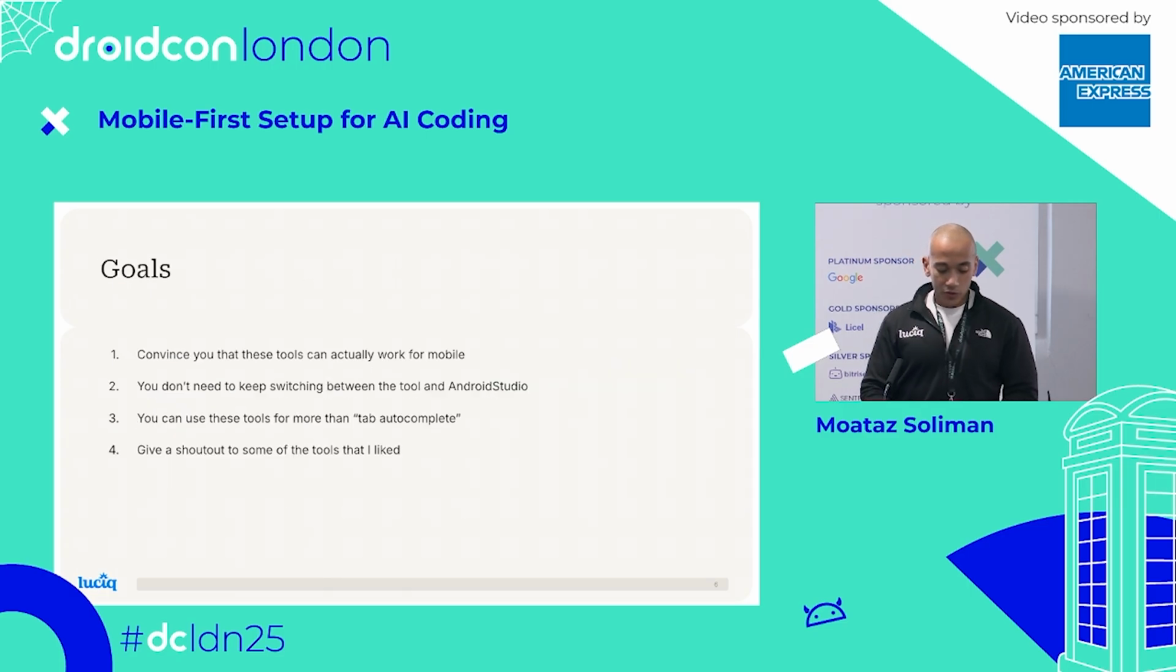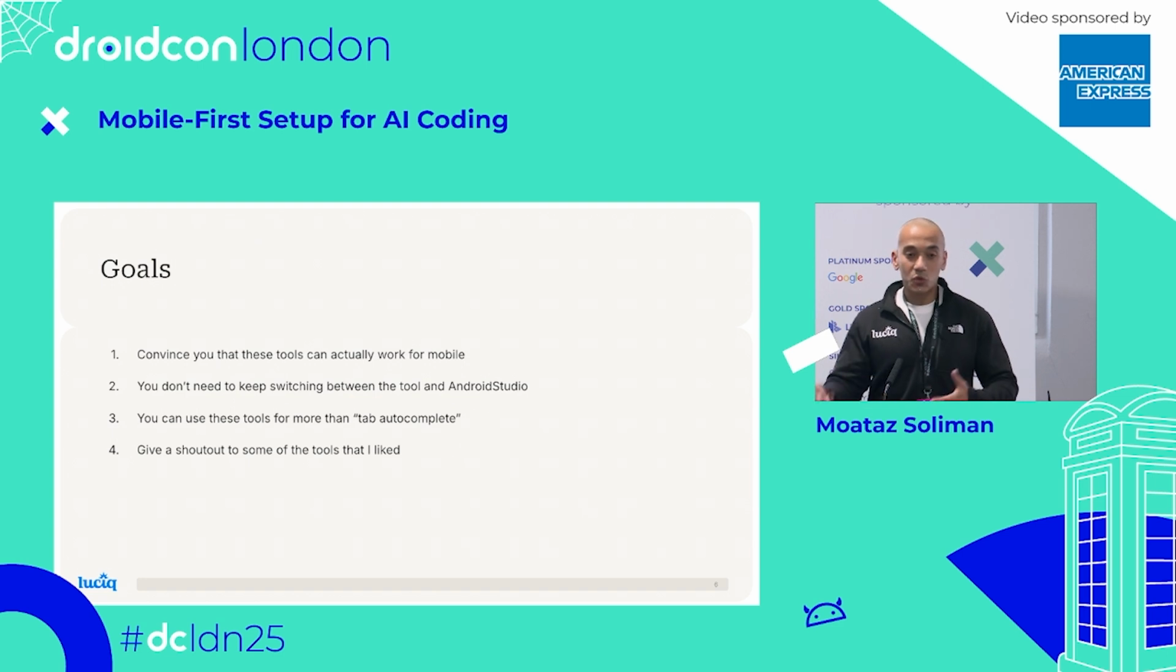And those are my goals for today. So one, I would love to convince you by the end of this talk that you can actually start to use those tools as the main driver for mobile development. And two, that you don't need to keep switching between whatever tool you're using and Android Studio. And three, once you do that, you will be able to use it for more than tab autocomplete. And fourth, I would love to give some shout outs to some of the tools that I used and really liked.